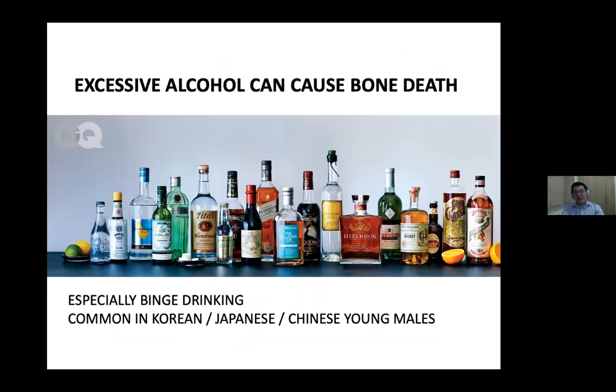One example is alcohol and excessive alcohol intake, especially binge drinking. This is very common, especially in Taiwan, Korea, Japan, and China, especially in young males, and that leads on to this form of bone death. It's less about taking a simple glass of wine. It's more like taking a whole bottle of whiskey in one go. That type of excessive binge drinking at one instance then causes this.